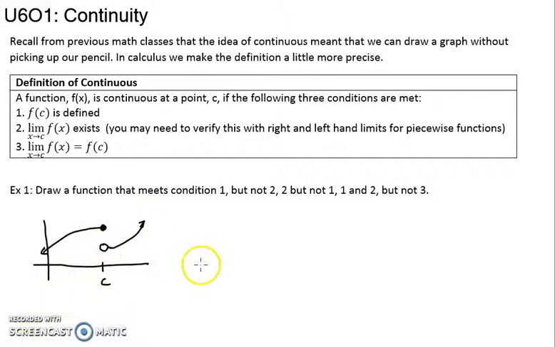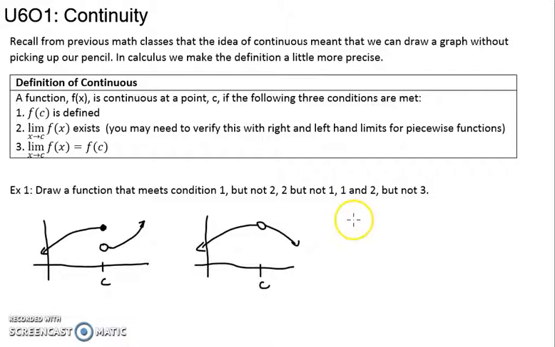So condition 2, but not condition 1. Now we're going to say the limit is going to exist, but the function doesn't have a value there. So we can have something that looks like this. The limit of that function exists, but f of C is not defined, right? We have an open circle. There's no closed circle there, so we're not going to be continuous. I have to pick up my pencil to finish drawing the graph.